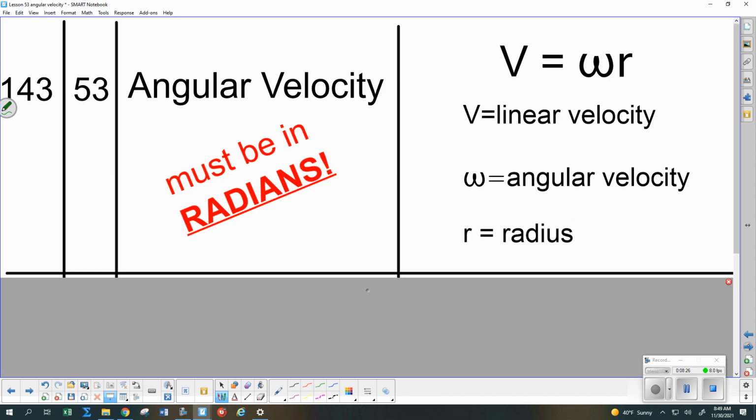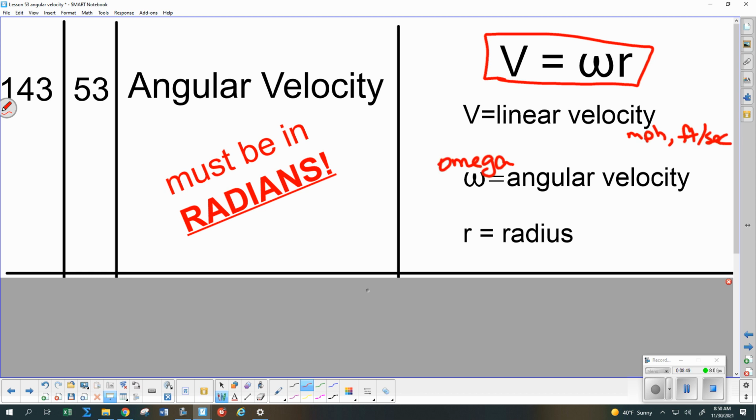The formula that you need to memorize today is V equals omega R. That is not a W, it's the Greek letter omega. V is the linear velocity. V is things like miles per hour, feet per second, distance per time. Omega is the angular velocity, it's spinning per time.